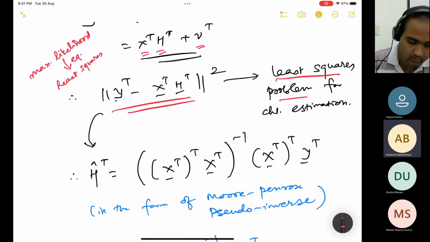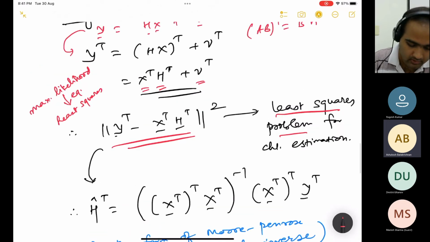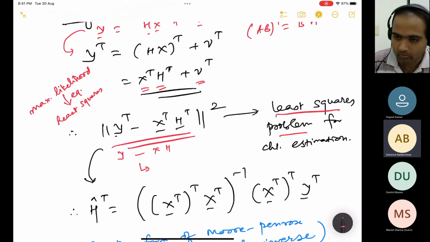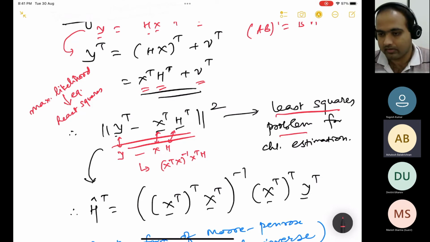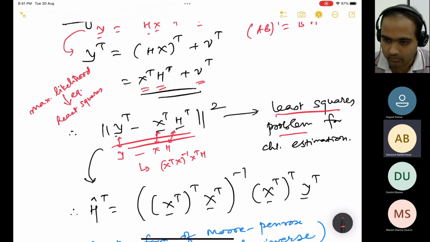If you just consider it to be of this form, y minus xh, in the last class we discussed the Moore-Penrose pseudo inverse. So it was (x transpose x) inverse x transpose h. Now if you try to see the similarity between these two equations, it is just that each matrix here has its transpose.